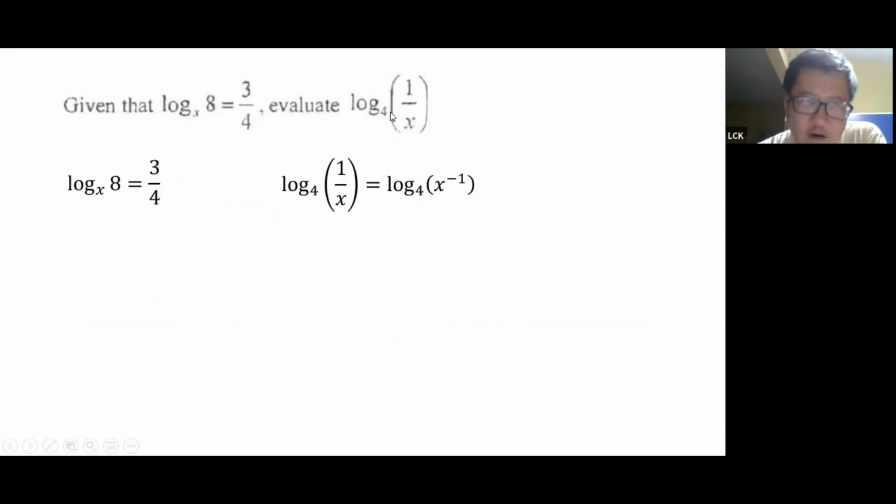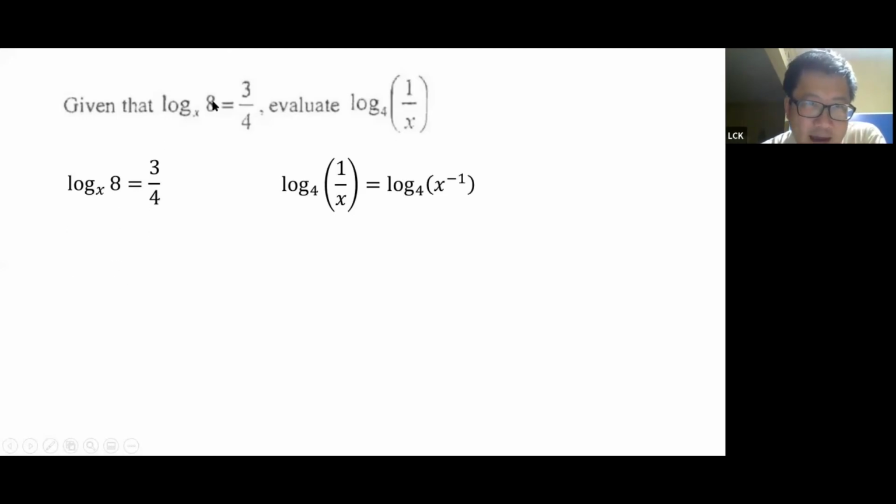You have 8, you have 4. 8 is 2 to the power of 3. 4 is 2 to the power of 2. That should give you a hint that you should convert to base 2. Because 8 is 2 to the power of 3, 4 is 2 to the power of 2. So this is exactly on the left side, and this is the one on the right side. This is what we are trying to evaluate. This is what we are given.